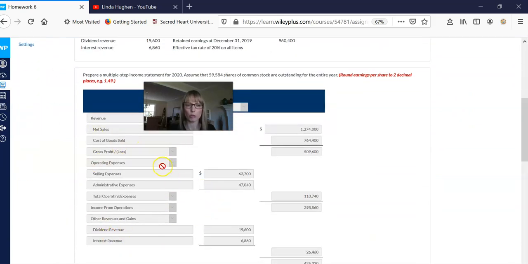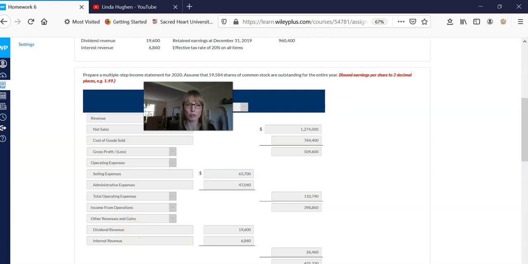Now we know that there's more to an income statement than this. This was our starting point. So we know that our sales revenue is up here. What we're looking for in this problem is this number here, the total other revenues and gains. And in this problem, we see what's included in other revenues and gains.